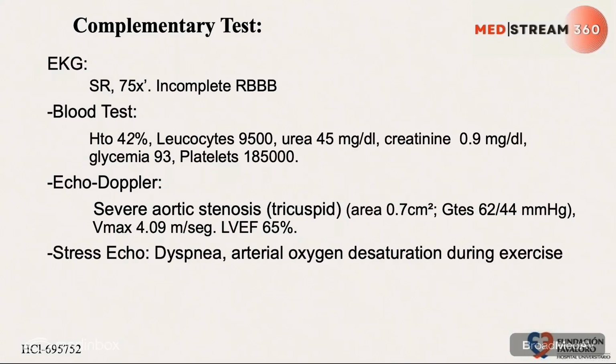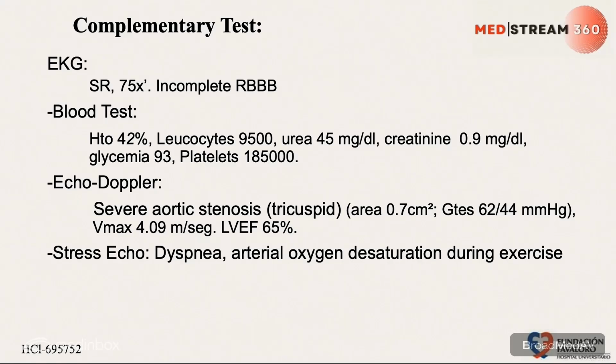Next. In the EKG, she has a normal sinus rhythm with incomplete right bundle branch block. Nothing special about the blood test. The echo Doppler unveiled a severe aortic stenosis with a tricuspid valve with an area of 0.7, excuse me, with gradients of 62 and 40 as a mean gradient, with a Vmax of 4.0, with preserved left ventricular ejection fraction.